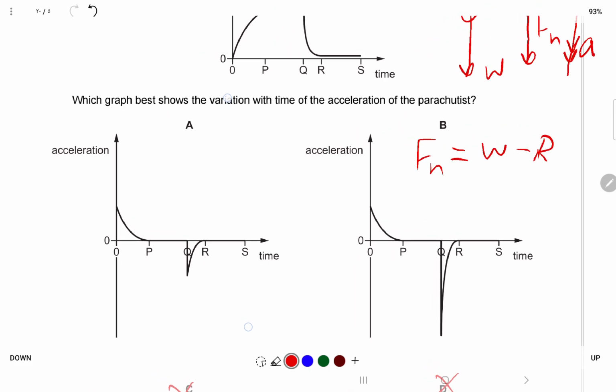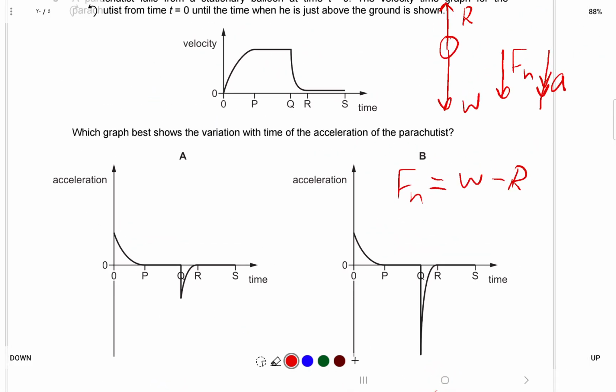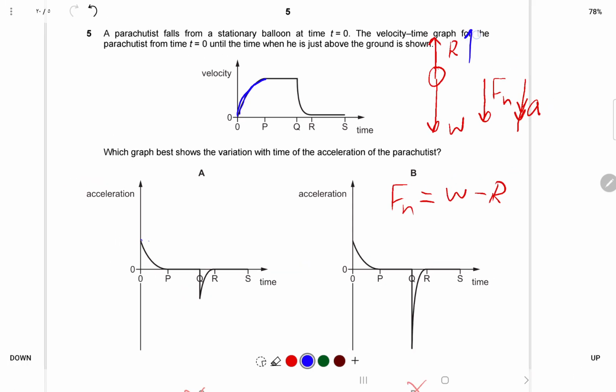Now let's discuss whether we have to choose A or B. If you look at the initial seconds from 0 to P, it's the same for both. The acceleration was decreasing because air resistance is increasing. The resultant force will decrease and F equals ma, which means if the resultant force decreases, the acceleration decreases. So here the acceleration is decreasing in both cases.